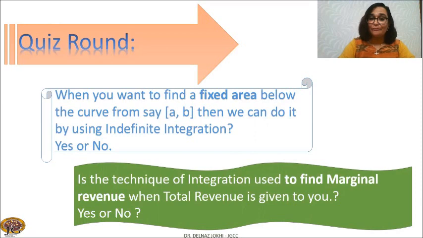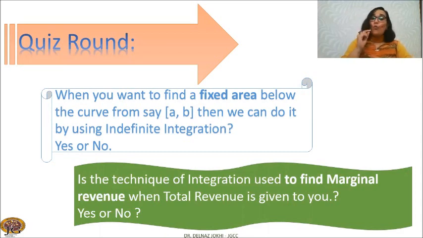So the answers are no for the first question and what? No for the second question also. How many of you got it correct? I don't know, I can't see you, but I'm sure the first one must be correct, that indefinite integration is not used to find out a fixed area. It is definite integration which is used, correct?